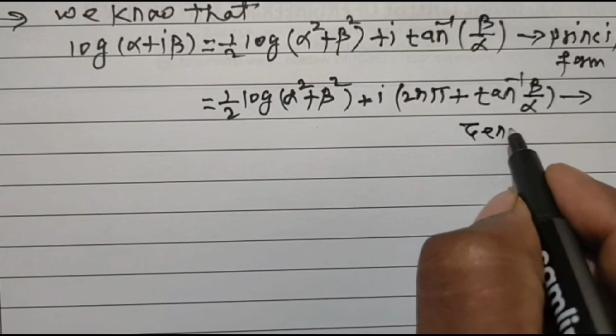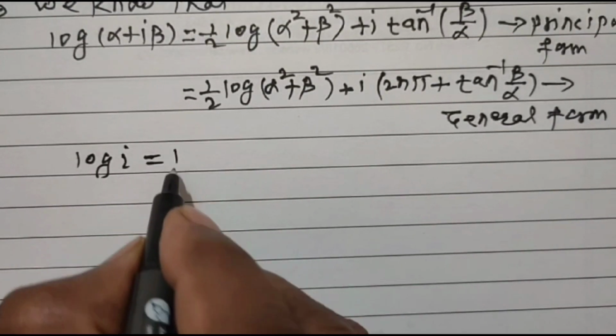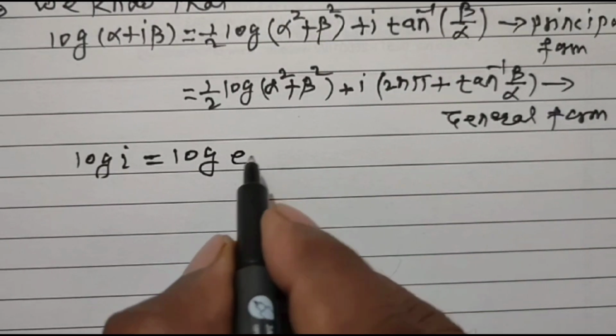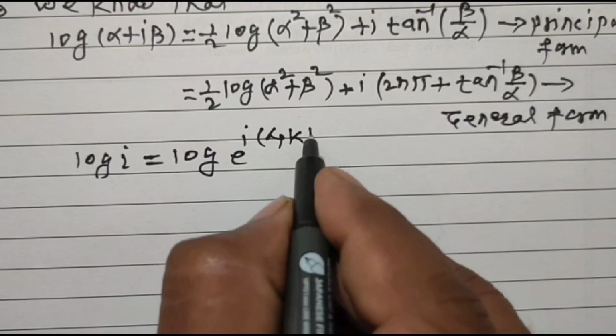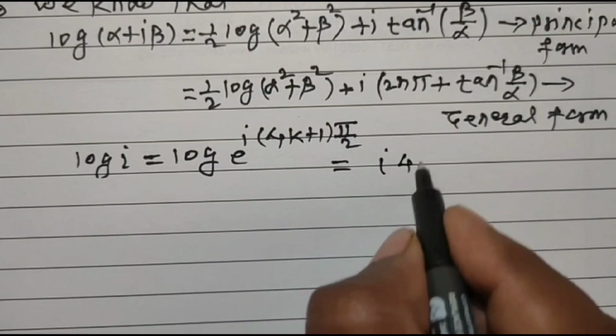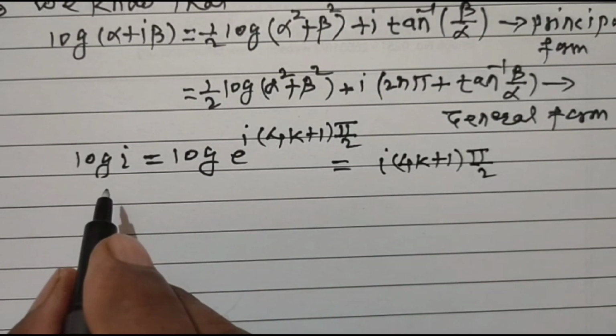This is the general form. Now logarithm of i, its general form is given by: logarithm of i is equal to, its exponential form is e to the power i times 4k plus 1 times pi by 2. So this is equal to i into 4k plus 1 times pi by 2. This is the general form of logarithm of i.